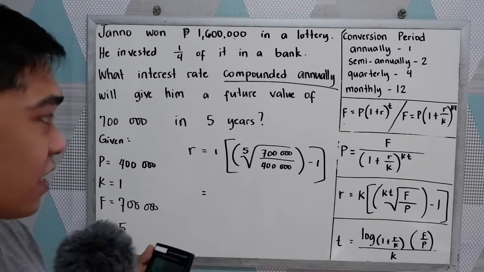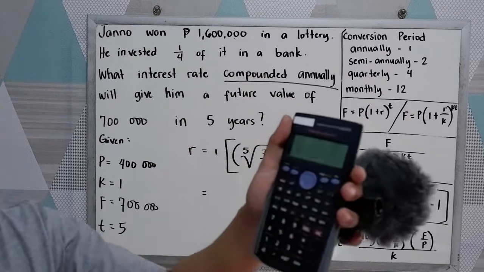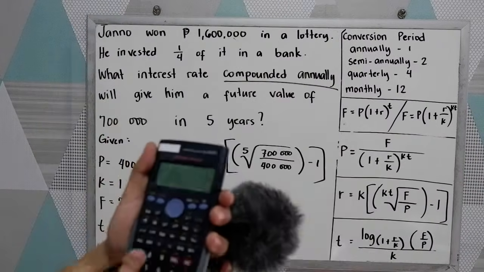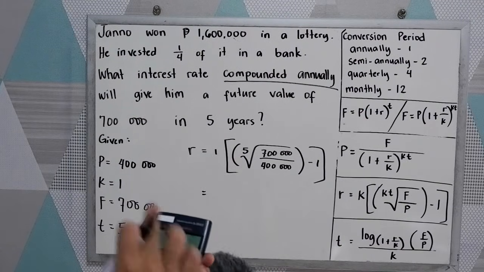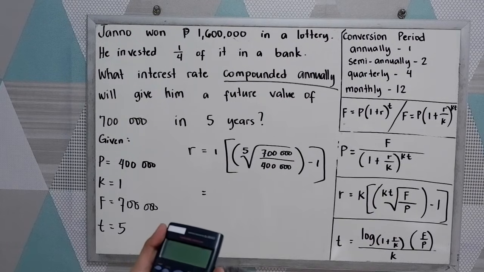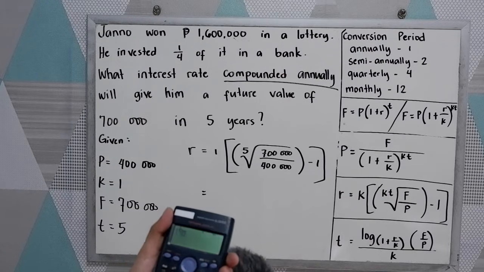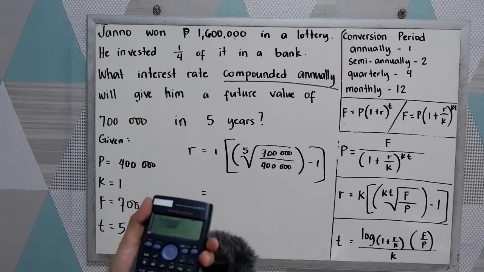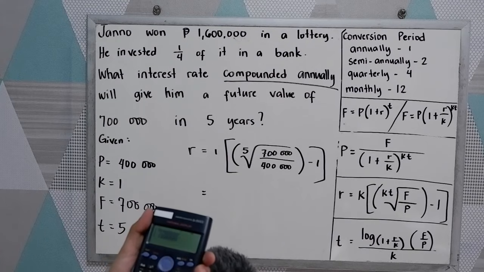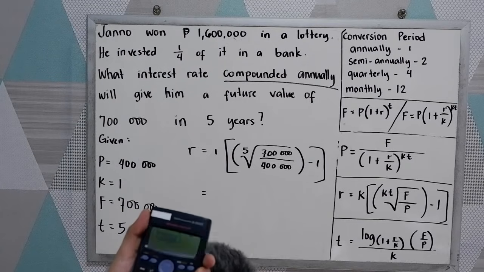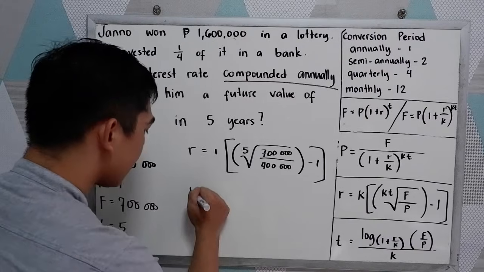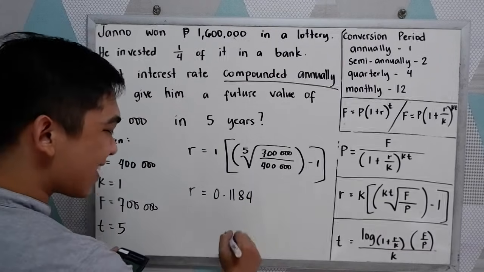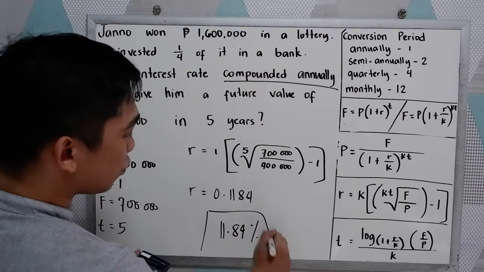Now we can just simply insert that in our calculator. So we have 1, then parenthesis, fifth root, so shift, root sign, 5, then 700,000 over 400,000, then close, minus 1. The rate is 0.1184. In percent form, that is 11.84%. That would be the rate.